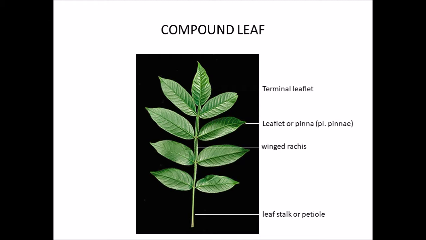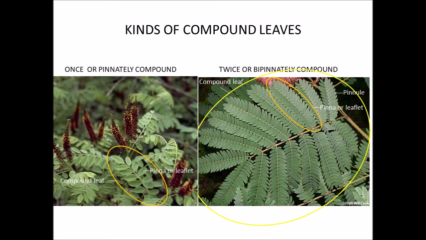In this case there is a winged rachis. In other words, there are leaf-like extensions from the rachis, and then you have these little leaflets called pinna, singular, and pinnae is the plural, and there's a terminal leaflet on this particular compound leaf. So that's essentially a compound leaf. It's a leaf that's been divided into small little leaflets.